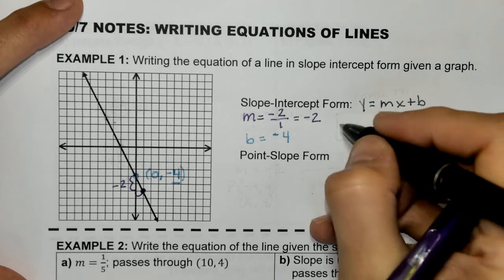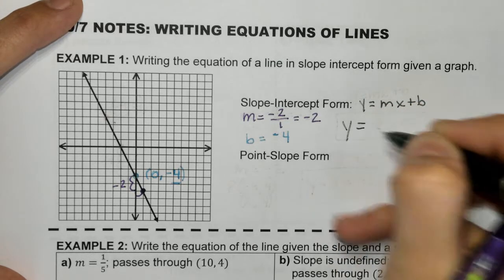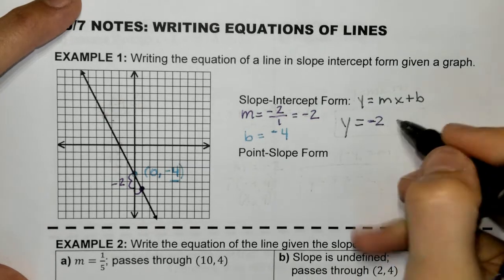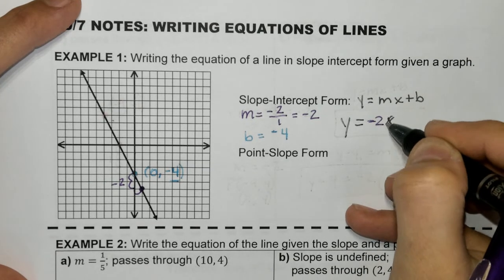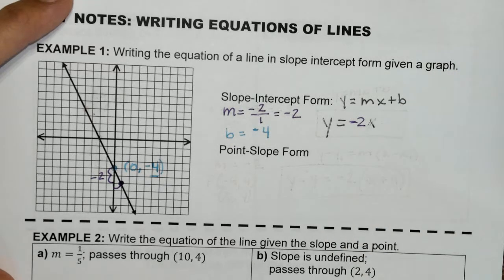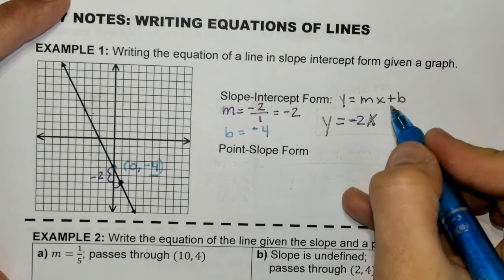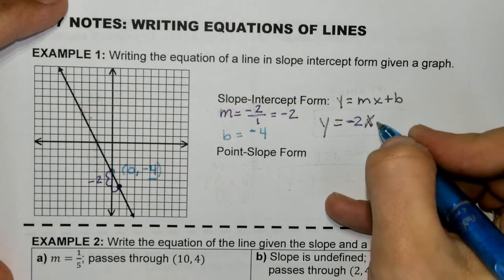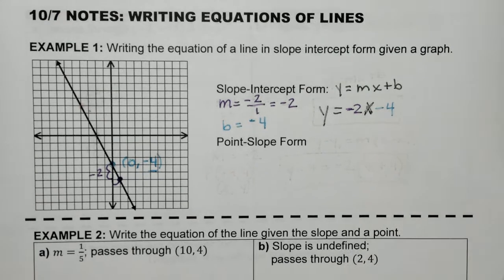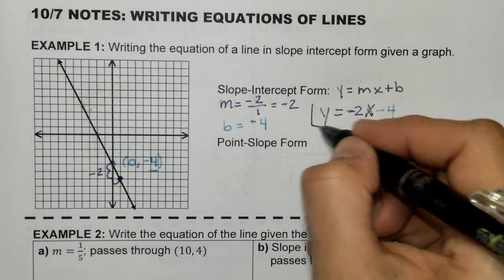So then we come out with y equals, now that we have m, negative 2, plug in for m, then put x, and then we substitute in for b, our y-intercept. And b was negative 4, so we're not putting plus negative 4, we just write minus 4. Sorry, it looks a little sloppy there. So we have y equals negative 2x minus 4.